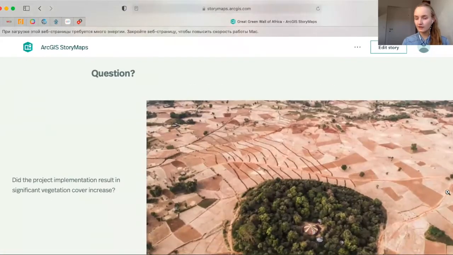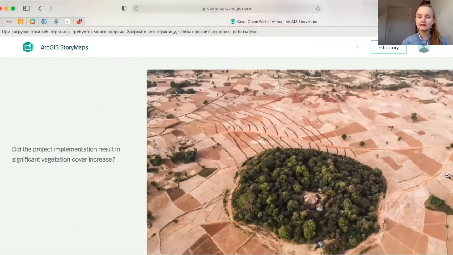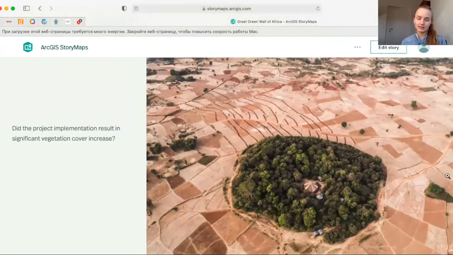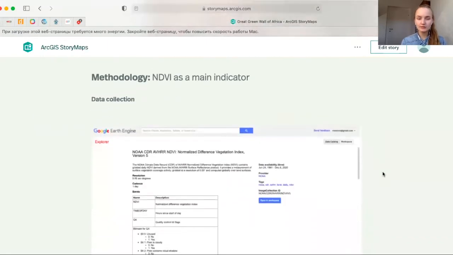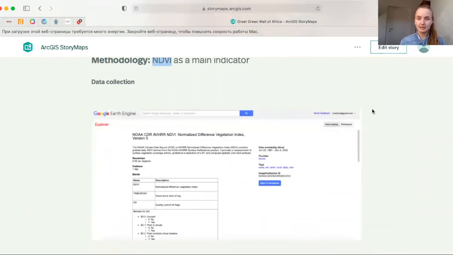But the question that I asked and tried to answer while working on my project is: did the project implementation result in a significant vegetation cover increase? We know that this project is in process and everything is being implemented and is continuous nowadays, because only 15 years have passed from the start of the project implementation. So we need to see how vegetation changed during these years. And for answering this question, I chose the NDVI index as a main indicator.